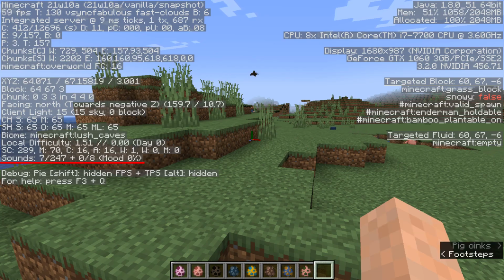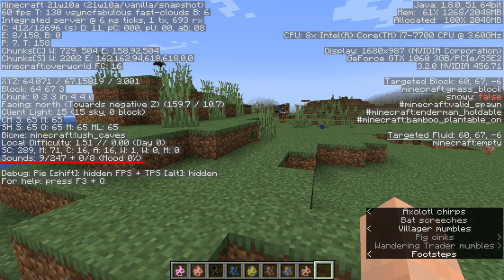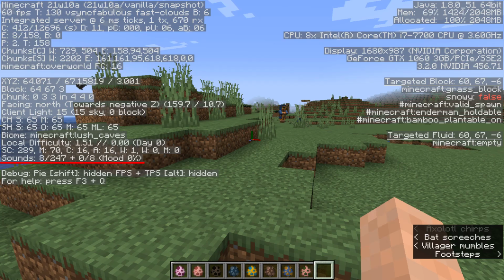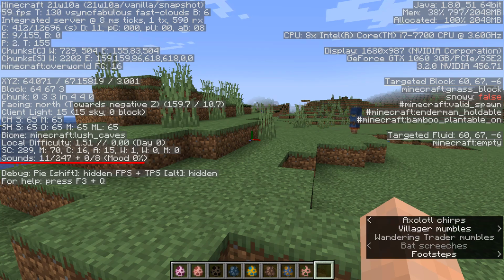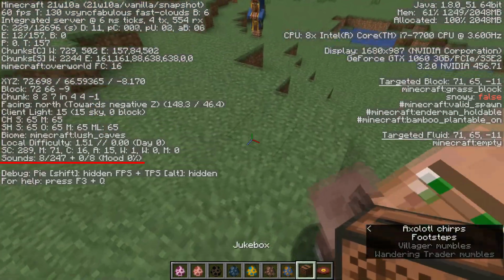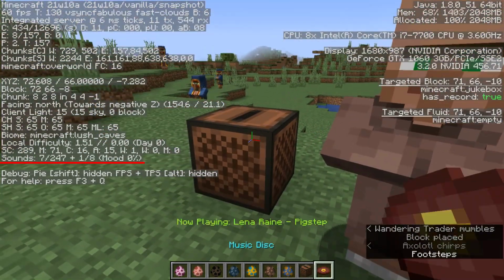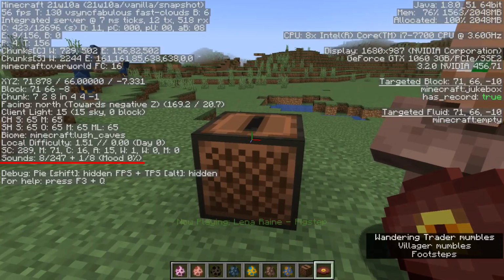And so these first two numbers, the 12 and 247, these are the sounds like breaking a block, moving, fire or mobs. And the second pair, so the 0, 8, are streamed sounds such as music, music from music discs, and ambient sounds as well. And so if you start playing a music disc, you will see the second number increase to 1 as well.